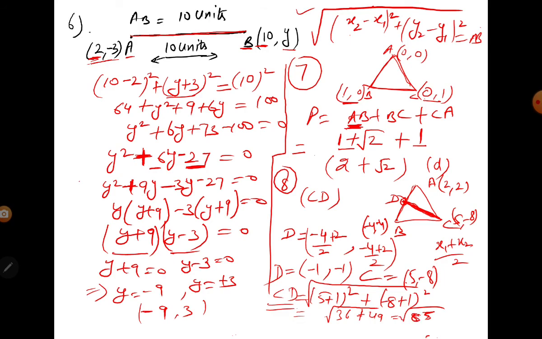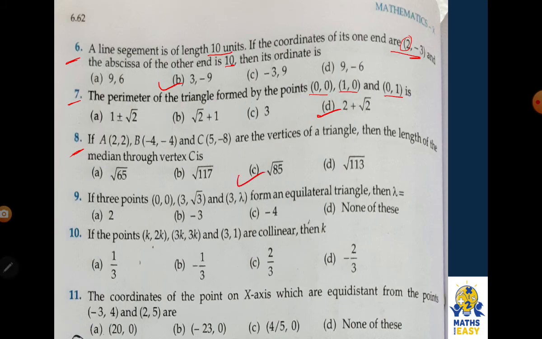Okay, so let us see which option is there. Is 85 there or no? Let us check. So it is there. That is option number C. Okay, got it? So this is your third question. We already finished. Now question number 9.